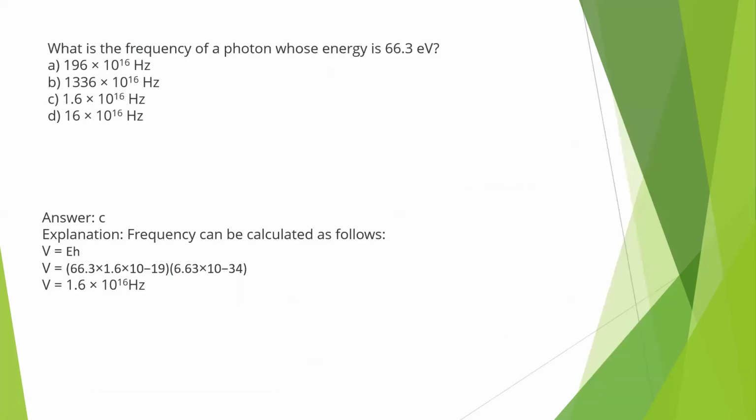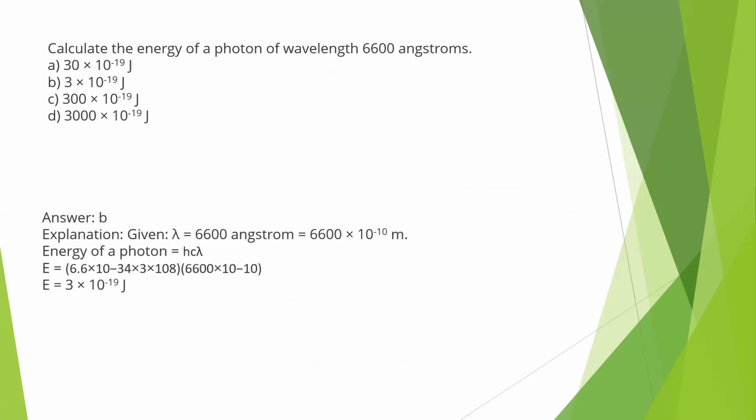One such question: what is the frequency of a photon whose energy is 66.3 electron volt? They have given E equal to 66.3 electron volt. You have to find the frequency. E equal to h nu, so nu is equal to E by h. Directly you can solve it. Answer is option C.